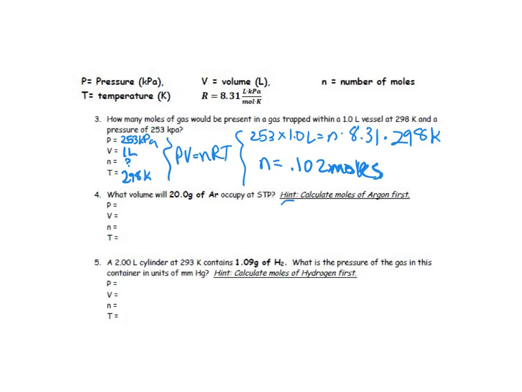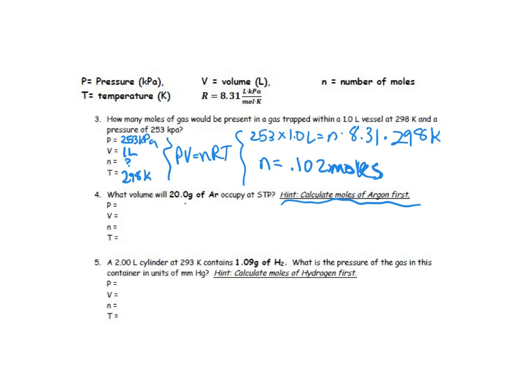But problem number 4 should be a little interesting. And I gave you a little hint. This is calculate the moles of argon first. So we're going to have to use the fact that there's 20 grams of argon, and we have to figure out how many moles that is before we can even solve this ideal gas law problem.